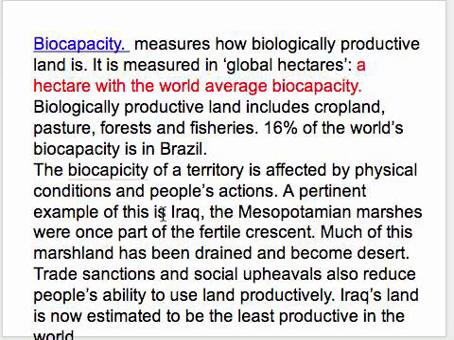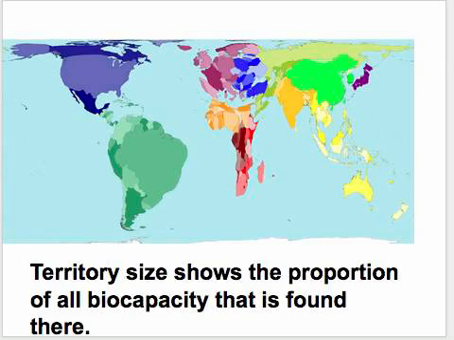Here the very good example is of Iraq, and there you can see that the biocapacity of Iraq has significantly reduced. That's due to environmental degradation, ecological overshoot if you want to be more specific, and also due to climatic change. This is quite a good map. It's changed the size of the country to show the amount of biocapacity that is found there.